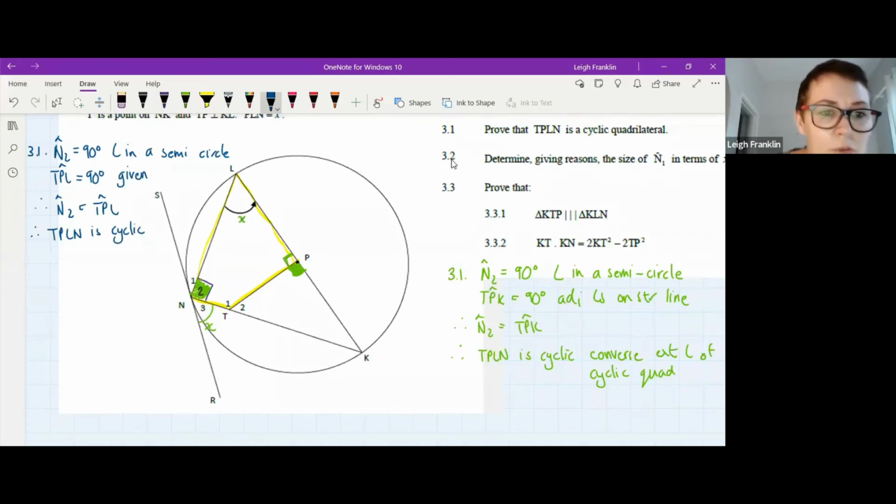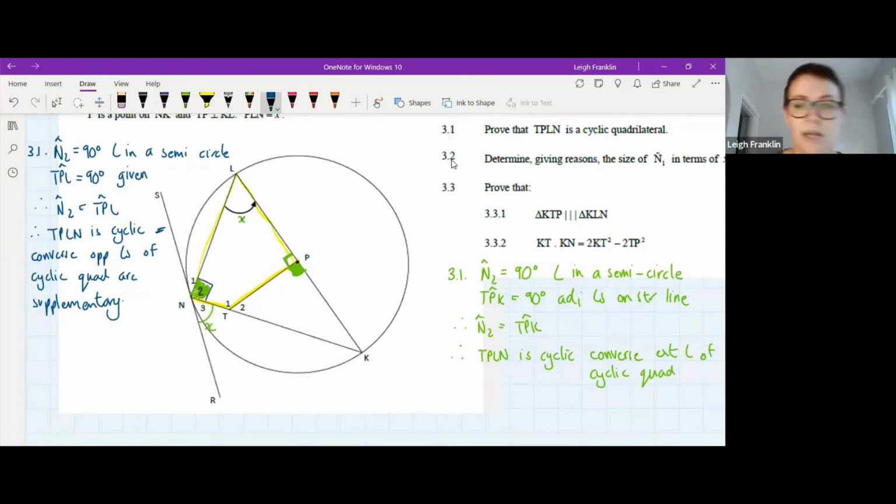And exactly as you had said, the reason here, which I should be writing next to it, but I'm going to write it underneath because of space constraints, is converse opposite angles of cyclic quad are supplementary. Okay, well done, Zianda. I'm so glad you saw that. All right, so there are two ways in which we could have done 3.1. In this case, converse exterior angle of cyclic quad works, and converse opposite angles of a cyclic quad are supplementary also works.